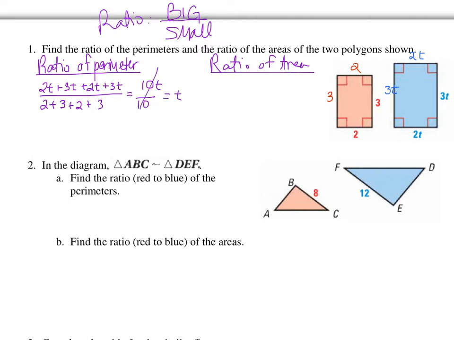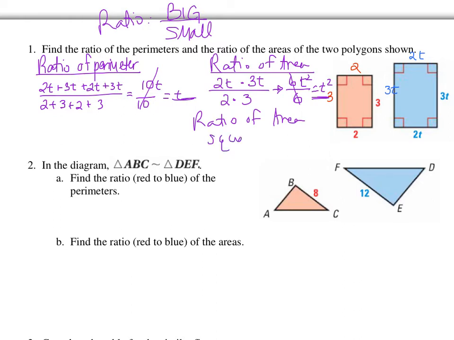And if we reduce this, the 10s are going to cancel, and we're left with just the T. So if we go to the ratio of the areas, we want to multiply for the area of a rectangle, so 2T times 3T over my red figure, which is 2 times 3. So when I multiply this, I get 6T squared, and on the bottom I just get my 6. My 6s cancel, and this equals T squared. So if you notice, the ratio of the area differs from the ratio of the perimeters in that it is squared. So basically it shows us the exact same thing that we had mentioned on the previous slide.